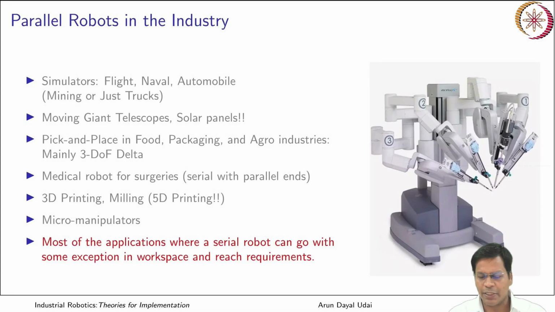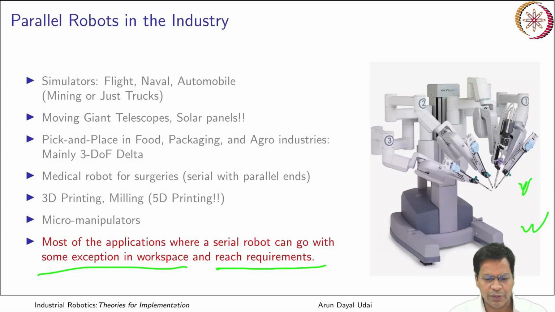Most of the applications where a serial robot can go, with some exceptions, even a parallel robot can go. So the workspace can be very similar. The only limitation is in reach. Otherwise it can do everything. So this is the Da Vinci robot, which has a serial arm with a parallel end which goes over here. This is what I was talking about when I was telling about medical robots. So this is the robot.